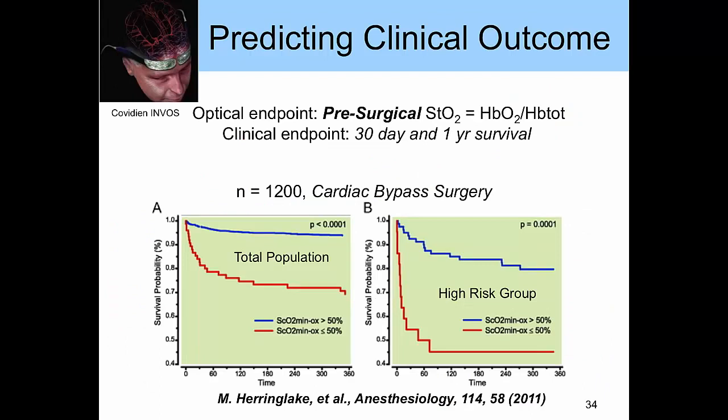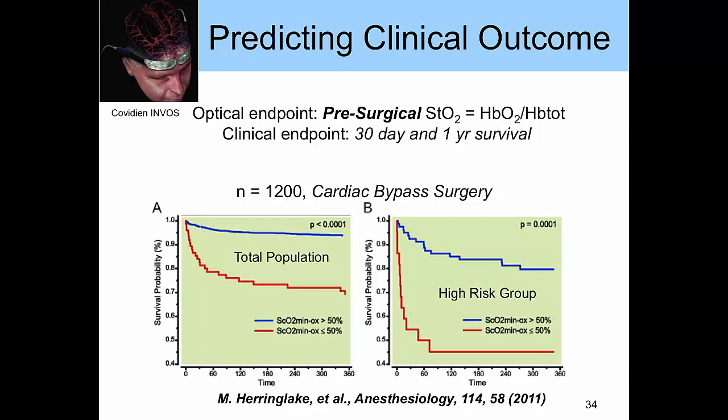So one example I want to give you is something that we didn't do this work. This is another group that I think is interesting, seeing what they've done. And they're not optics people, and they're not worried about making quantitative measurements. They just took an off-the-shelf Medtronic, Covidien INVOS tissue oximeter, and they put it on 1,200 patients who were about to undergo cardiac bypass surgery. And they measured their brain oxygenation before bypass surgery.